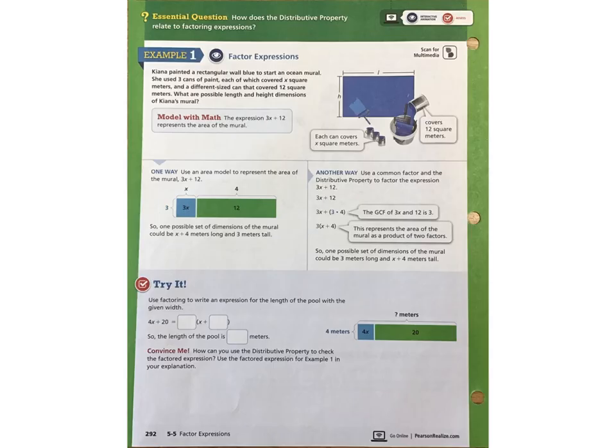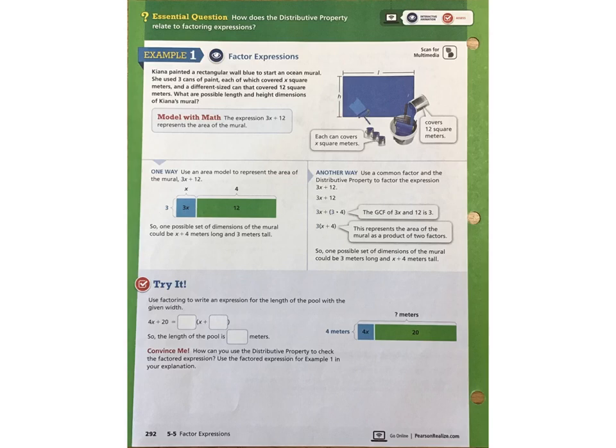The essential question for this lesson asks, how does the distributive property relate to factoring expressions? And that's the question that we aim to answer in this lesson. So let's take a look at example 1. Factor expressions. Kiana painted a rectangular wall blue to start an ocean mural. She used 3 cans of paint, each of which covered x square meters, and a different sized can that covered 12 square meters. What are possible length and height dimensions of Kiana's mural?